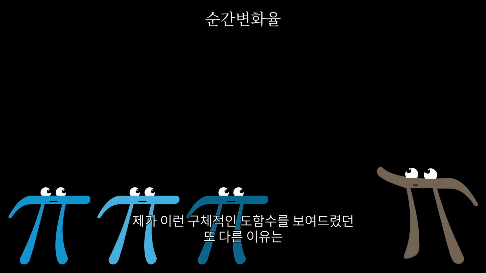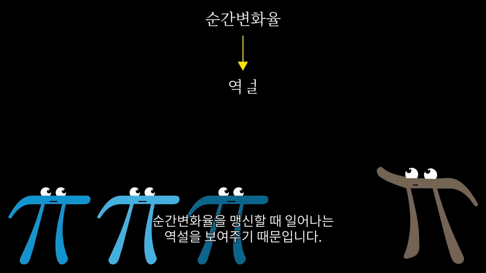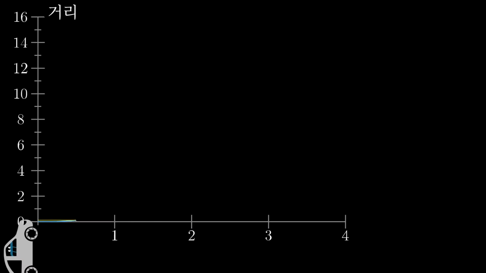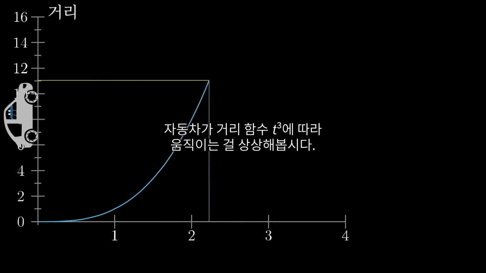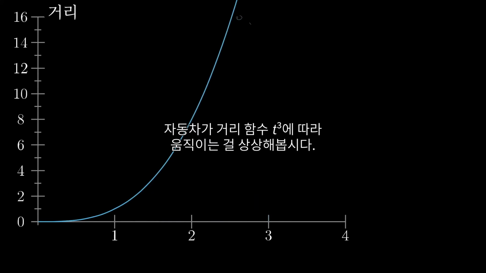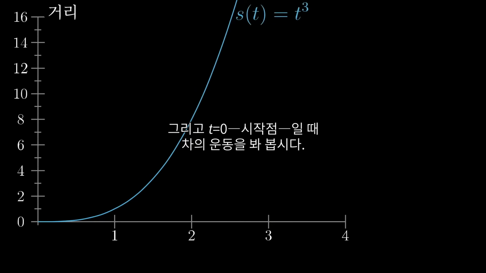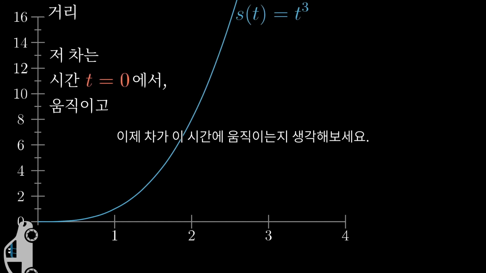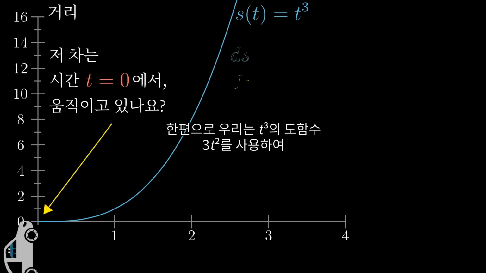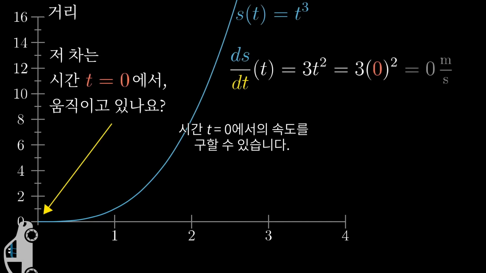Another reason to show you a concrete derivative like this is that it sets the stage for an example of the kind of paradoxes that come about if you believe too much in the illusion of instantaneous rate of change. So think about the actual car traveling according to this t-cubed distance function, and consider its motion at the moment t equals 0, right at the start. Now ask yourself whether or not the car is moving at that time. On the one hand, we can compute its speed at that point using the derivative, 3t squared, which for time t equals 0 works out to be 0.